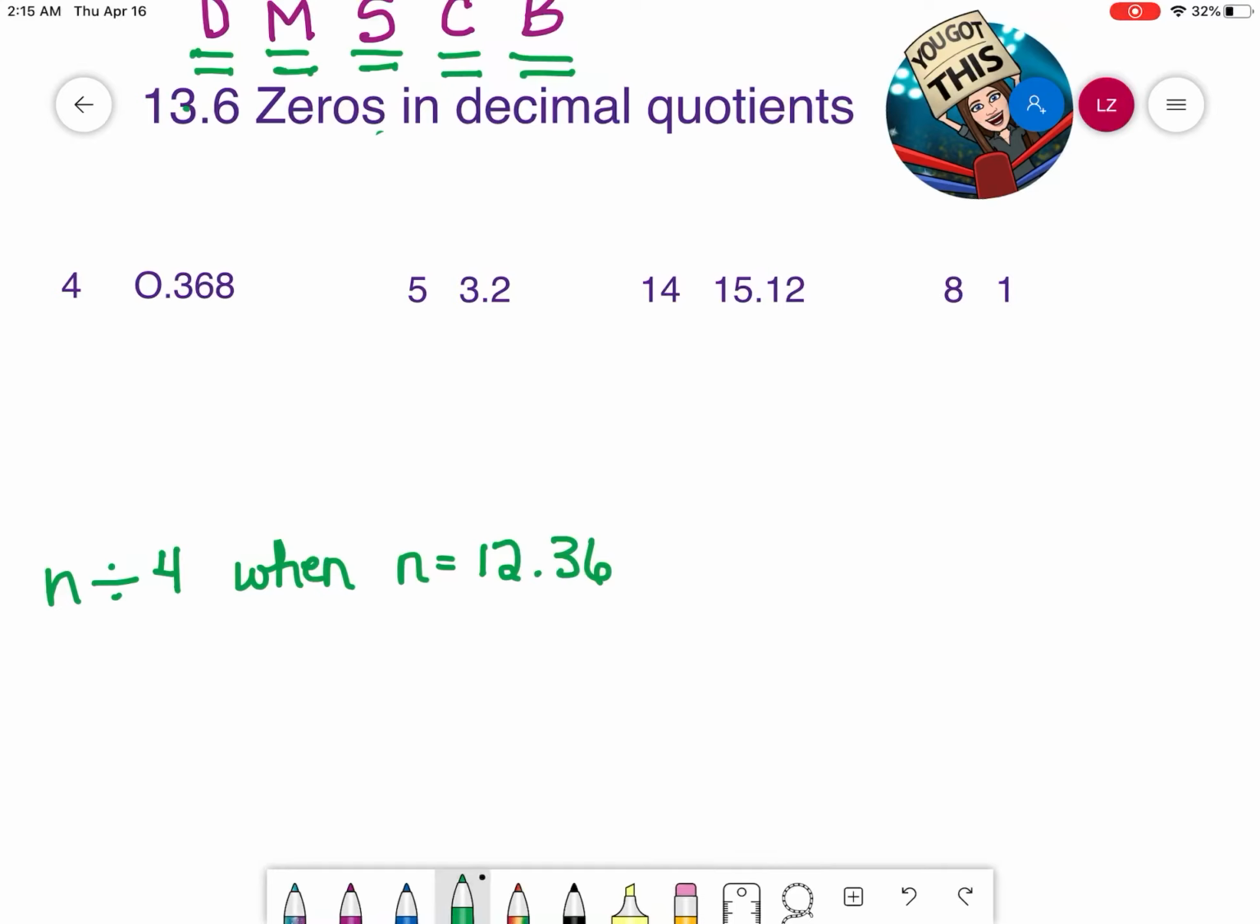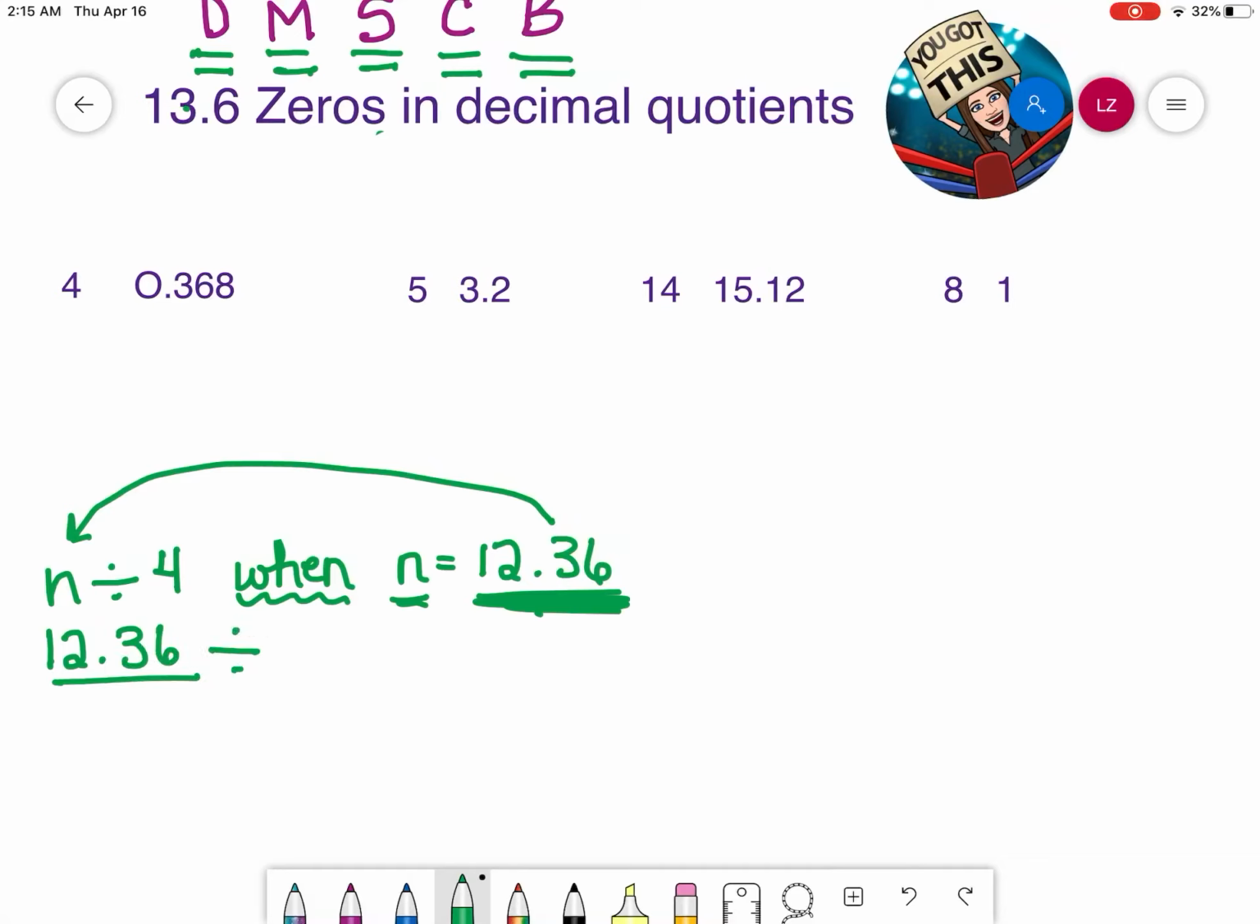But look at it. It says, what is n divided by 4 when n equals this amount? So it tells you if n equals this amount, you can take this amount and drop it right into where that is. Okay, so n equals 12.36, and it wants to know what n, or 12.36, is when it's divided by 4. So let's do that over here. 12.36 divided by 4. If we do this, then we'll find out what n is.